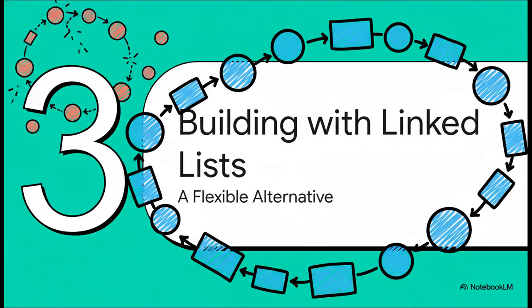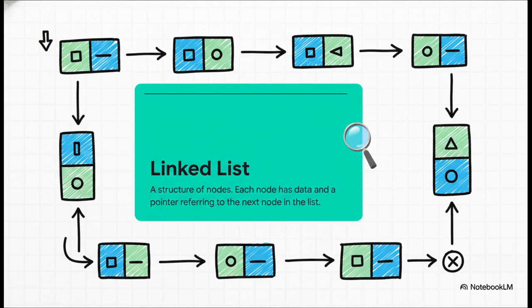That circular array is a really clever trick, but it still has one big weakness. Its size is fixed. What if you have no idea how long your line is going to get? For that, we need something a lot more flexible. And that's where the linked list comes in.